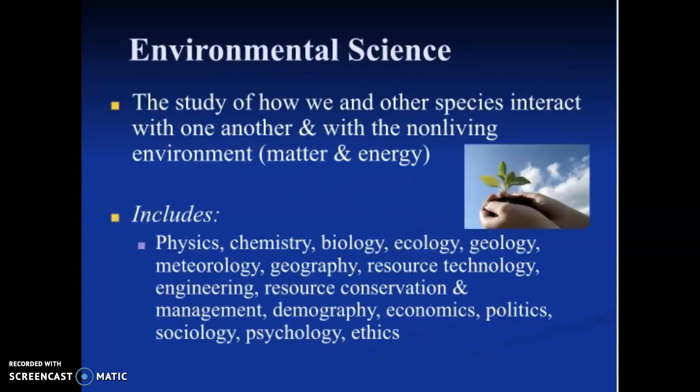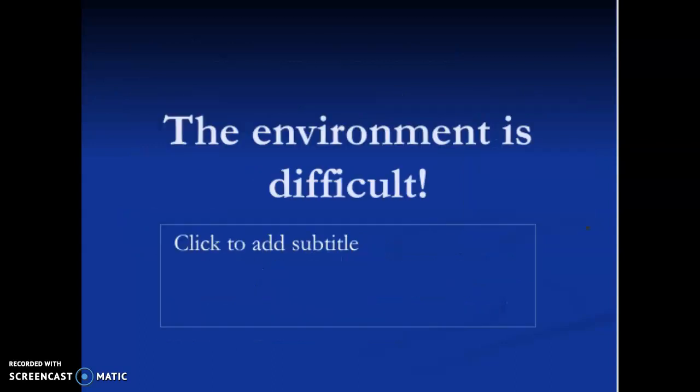So let's get started. As we said before, environmental science is about everything. It is the study of how we and other species interact with one another and with the non-living environment. It is about the relationship between matter and energy. It includes all sorts of science: physics, chemistry, biology, ecology, geology, economics, politics, sociology, psychology, ethics. It is about everything, and that makes environmental science very difficult. If you have an environmental problem, it is very hard to solve.